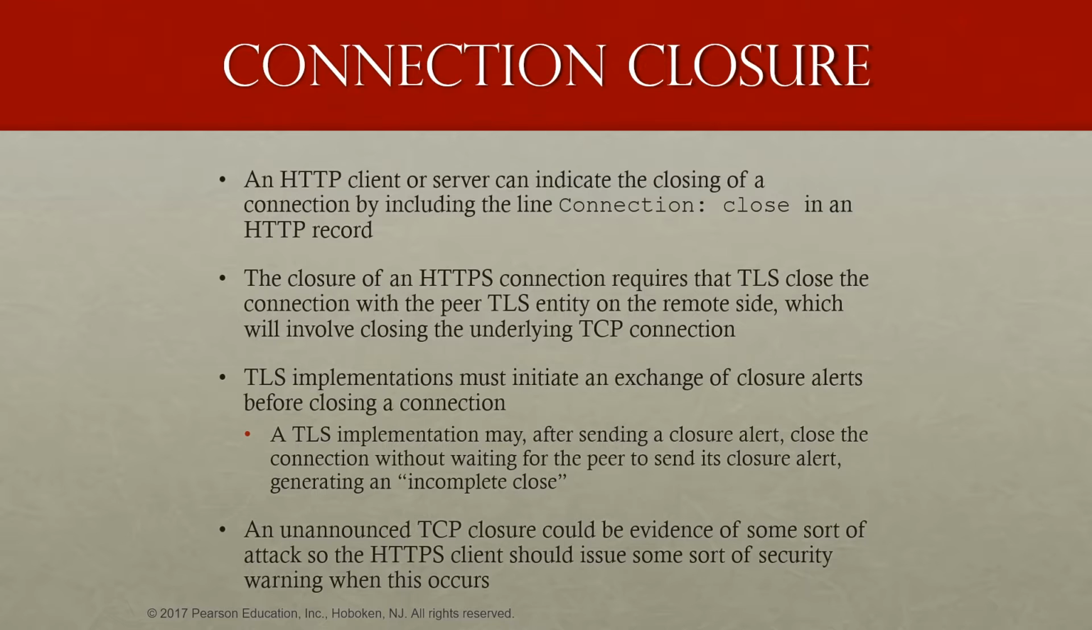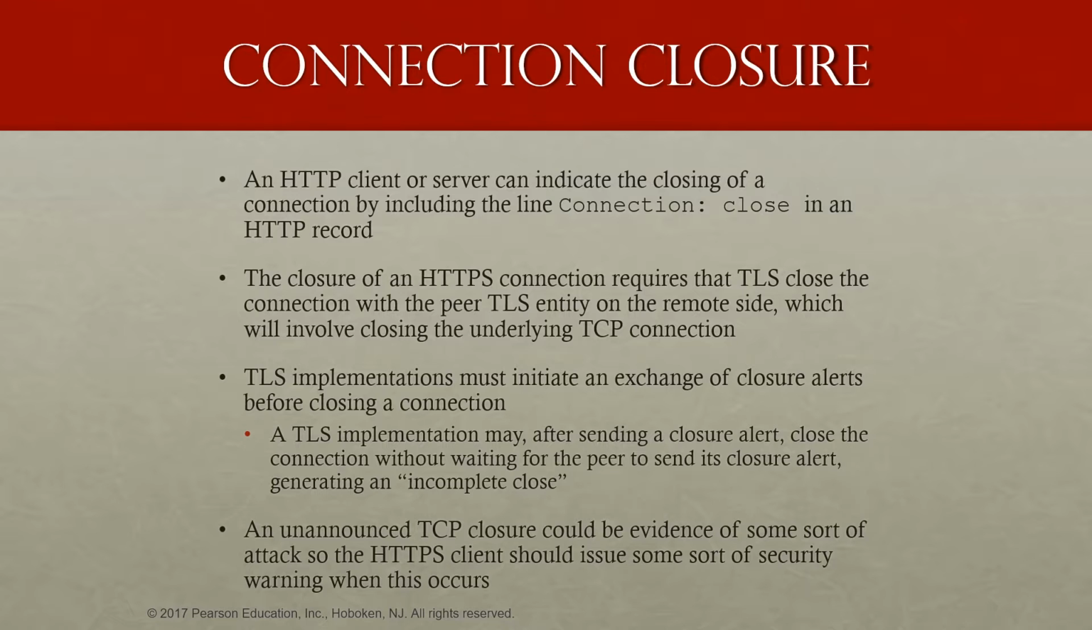Connection closure. An HTTP client or server can indicate the closing of a connection by including the following line in an HTTP record: Connection: close. This indicates that the connection will be closed after this record is delivered. The closure of an HTTPS connection requires that TLS close the connection with the peer TLS entity on the remote side, which will involve closing the underlying TCP connection.